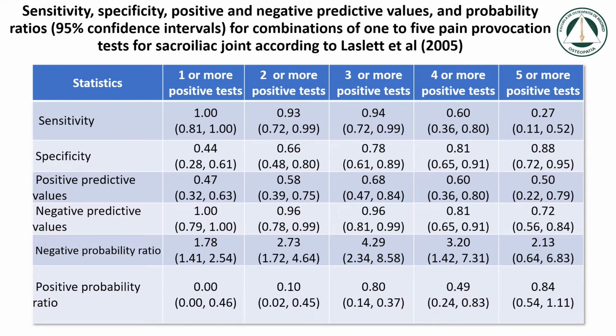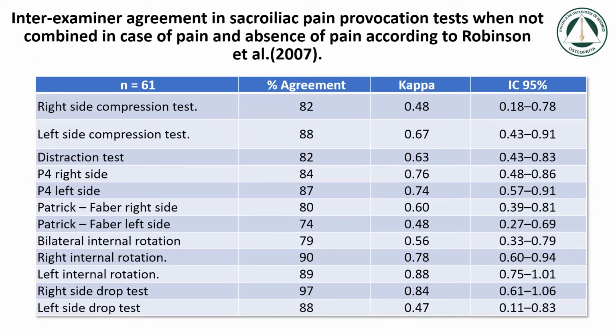Robinson et al. 2007 studied the inter-rater reliability of various movement palpation tests and 6 sacroiliac pain provocation tests. Compression test, distraction or gapping test, posterior pelvic pain provocation test, Patrick Faber, bilateral and unilateral internal rotation of the hip, joint play test in prone position, pelvic drop test, or unipodal support.